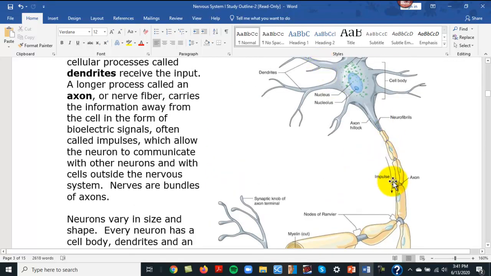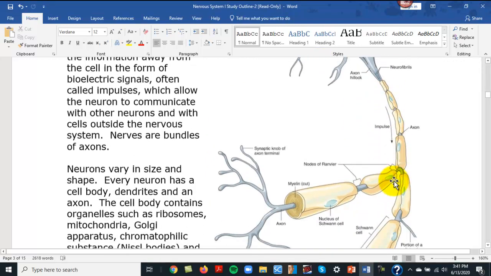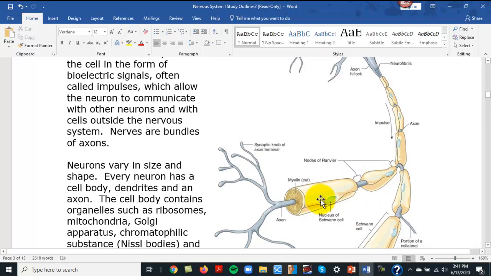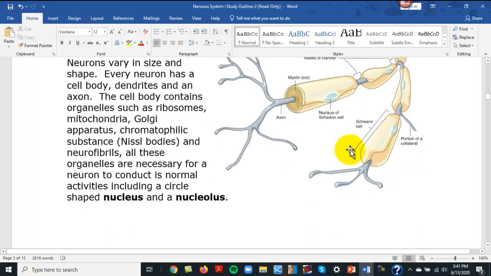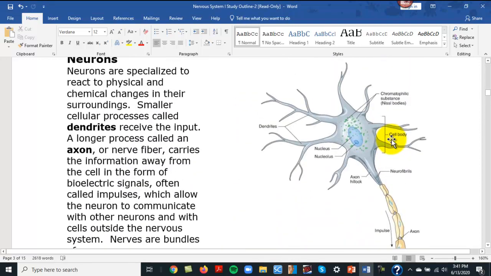This particular one happens to be a myelinated axon. Myelin is this little sheath that looks like a sausage roll here. And you can see it says myelin cut. The spaces between that are called nodes of Ranvier. We'll get to that in a minute. But that's the basic parts of a neuron.